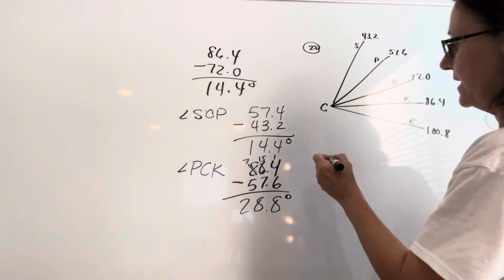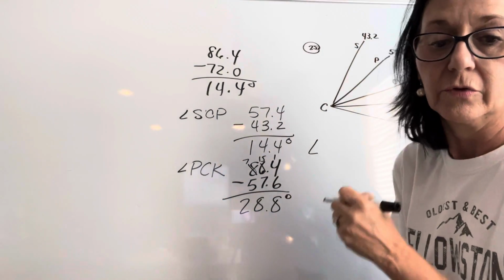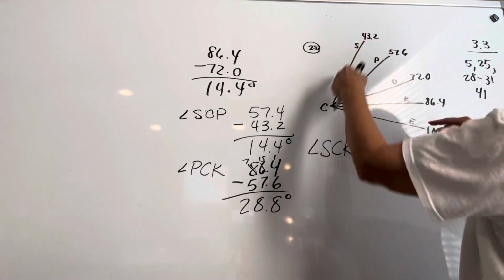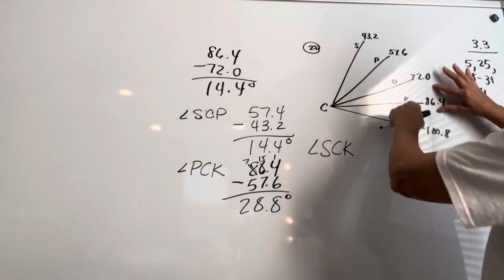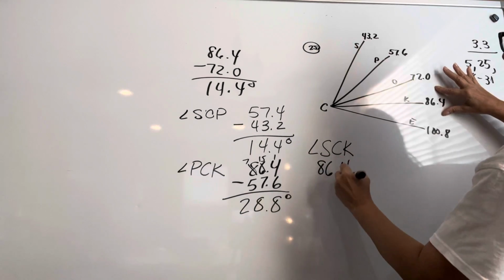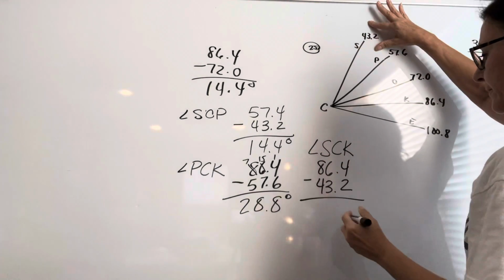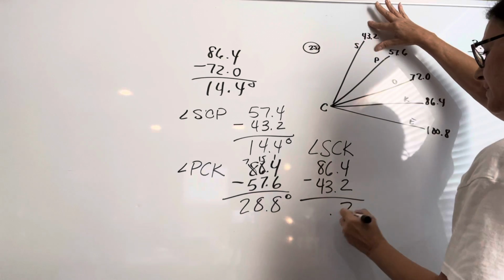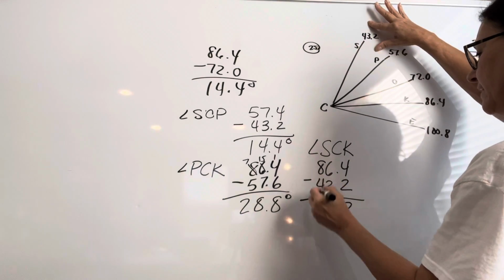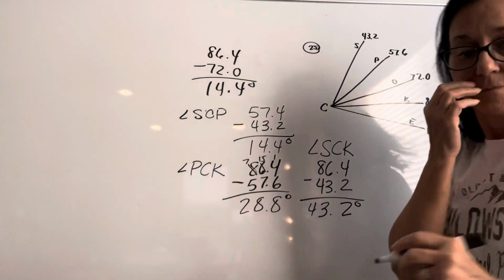Then SCK. This is number 30. Angle SCK. So I'm expecting it to be 3 times the 14.4. So that's 86.4 minus the 43.2. So that is 43.2. That looks right to me.